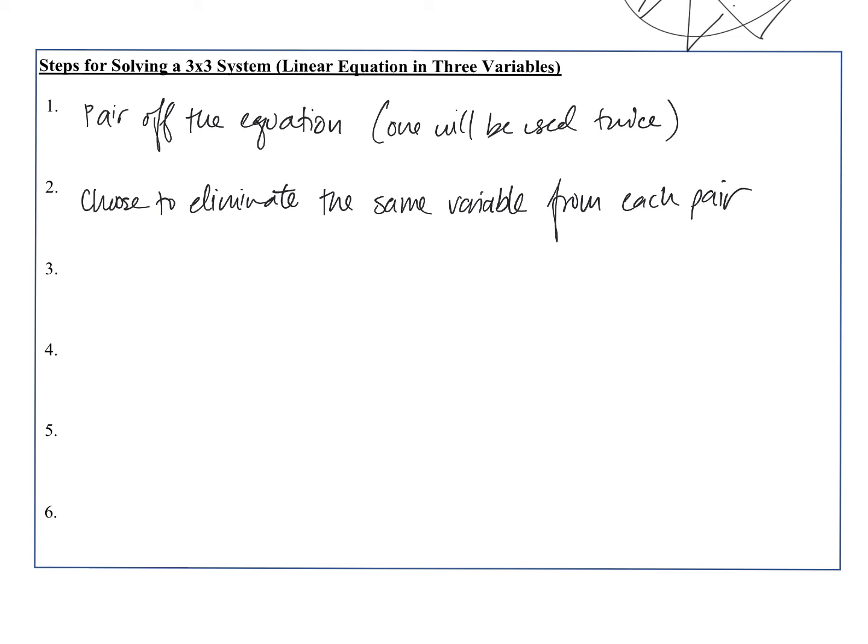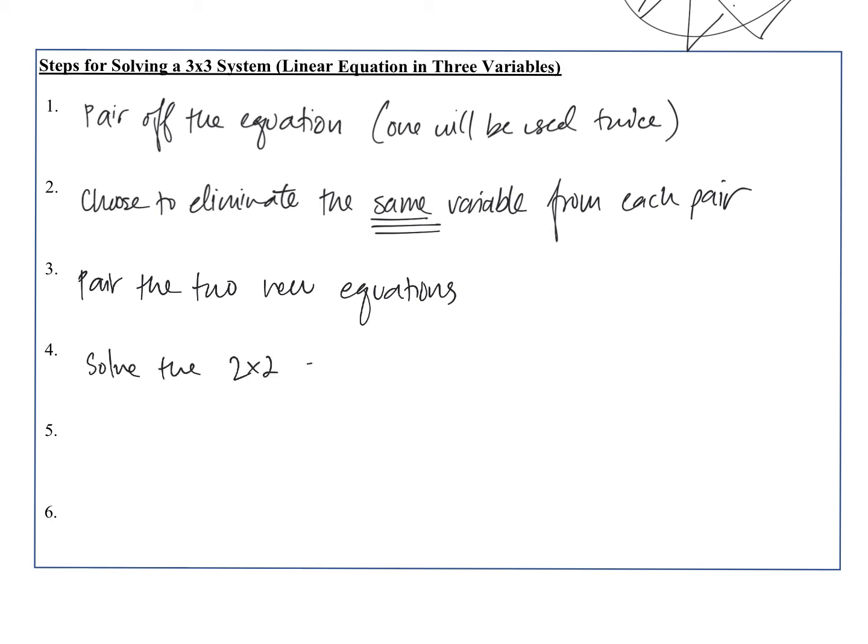Okay, and this is really, really important. This is where some students forget. It needs to be the same variable from each pair. Because once you've done that, then you'll get 2 equations in 2 variables. So now you'll pair the 2 new equations. Fourth step is you're going to solve the 2x2 system, which means you'll have 2 of your variables. Perhaps you might have solved for x and y, which means you're still missing z.